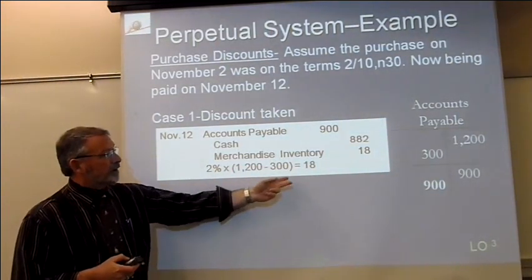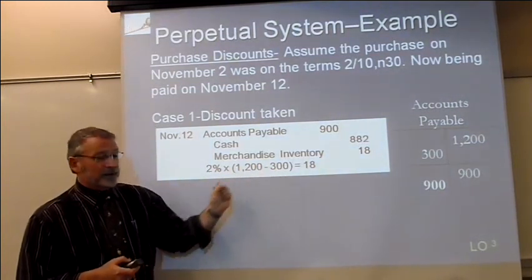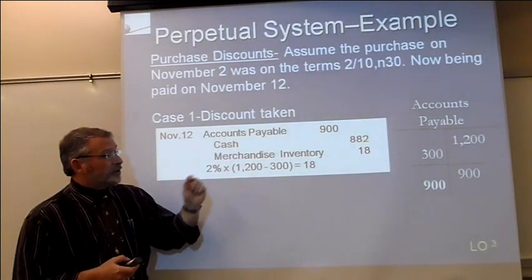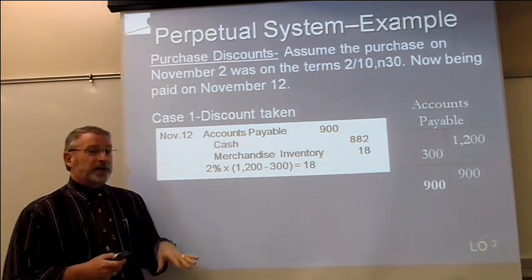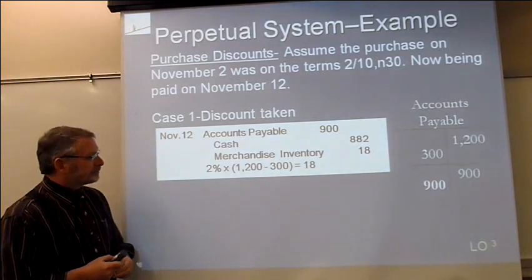2% of the $900, being, remember, we got $1,200 worth of merchandise. We sent $300 of it back. So we owed them $900. We take an $18 discount. The check is only written for $882.